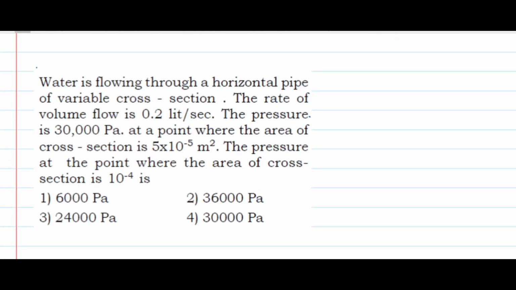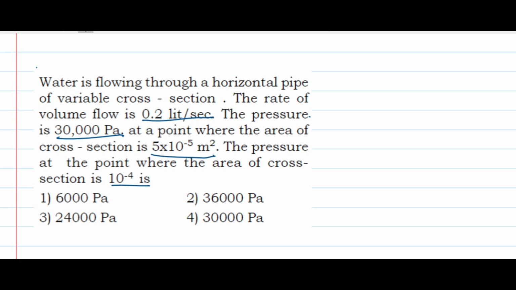Look at the next question. Water is flowing through a horizontal pipe of variable cross section. The rate of volume flow is given as 0.2 liter per second. The pressure is given as 30,000 Pascal at a point where the area of cross section is 5 into 10 power minus 5 meter square. The pressure at the point where the area of cross section is 10 power minus 4 is what they're asking.